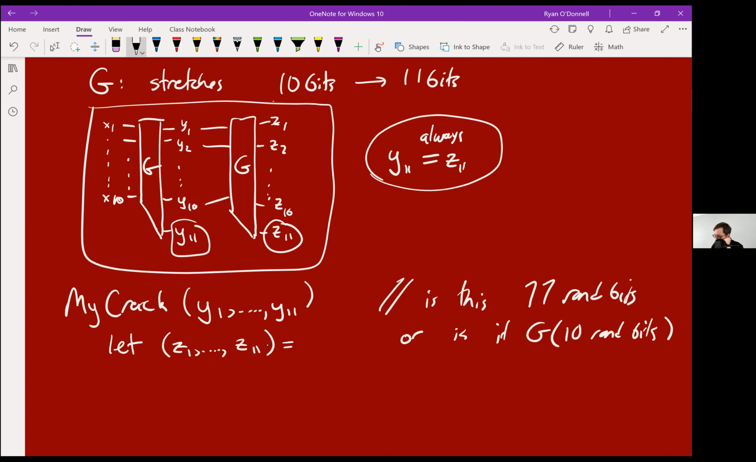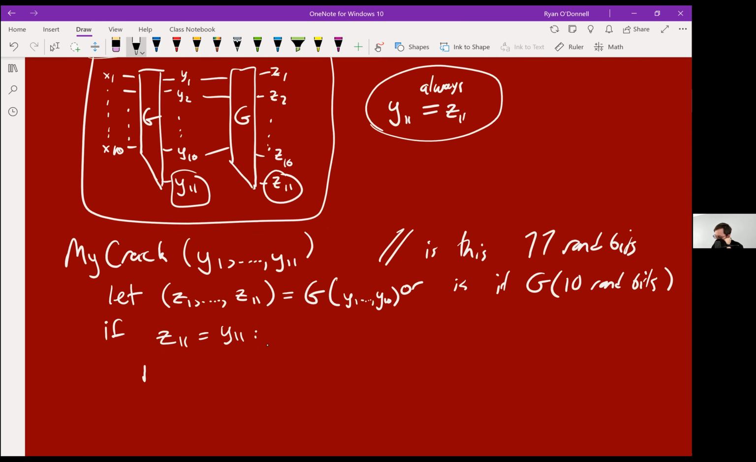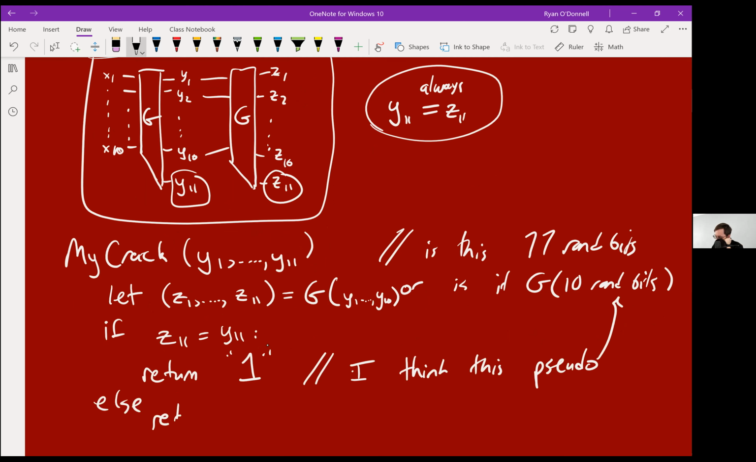So you're saying let z1 through z11 be the result of applying G to y1 through y10. And then if z11 equals y11, you return 1, meaning I think this is pseudorandom. Else maybe you return 0, meaning it could be a fluke, or maybe you think it's random.